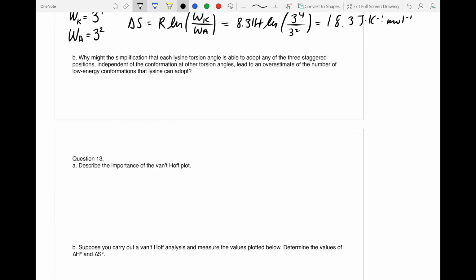Okay, why might the simplification that each lysine torsion angle is able to adopt any of the 3 staggered positions, independent of the conformation at other torsion angles, lead to an overestimate of the number of low energy conformations that lysine can adopt?